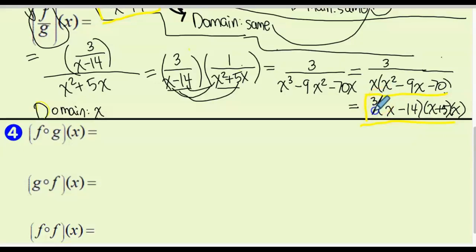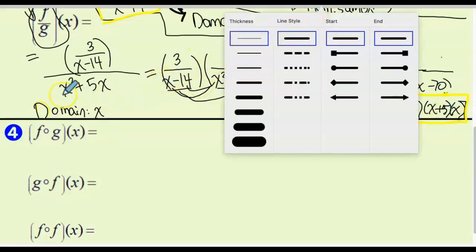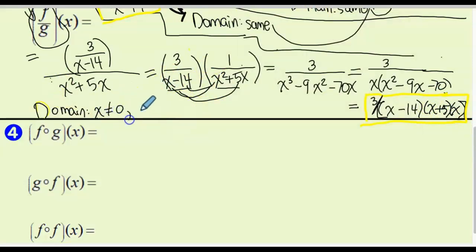Excellent. Good. Okay, and so it's 3 on top. It's kind of a strange-looking fraction, I know, but that's what it looks like. 3 on top, all those 3 factors on the bottom. So you have x cannot be 0, 14, or negative 5.